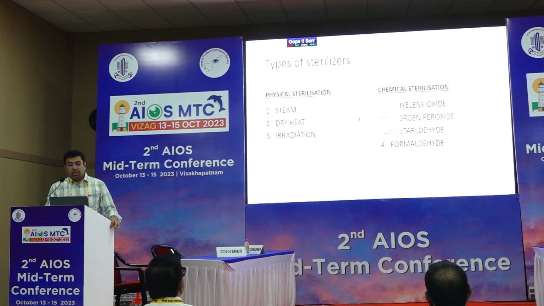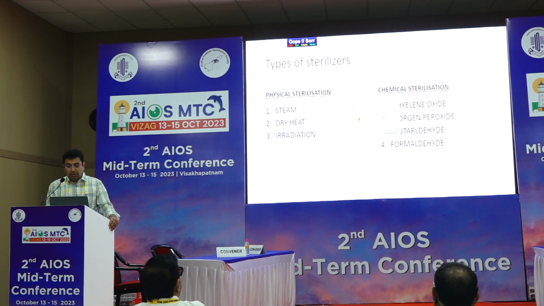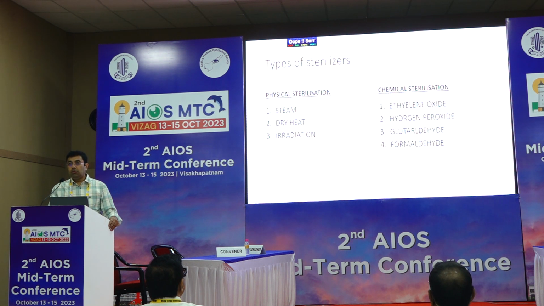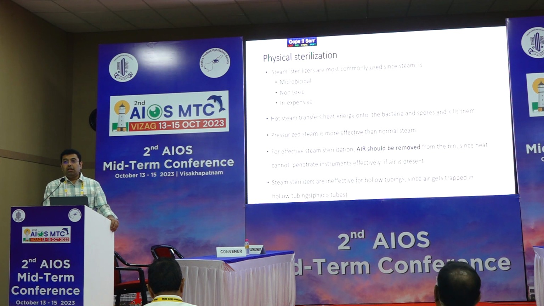And coming to the sterilizers, there are two types of sterilization techniques. One is physical sterilization and another is chemical sterilization. Physical sterilization is most commonly used in our practice, and chemical sterilization is which we use with ethylene oxide or hydrogen peroxide. So physical sterilization is the most common form of sterilization that we do.